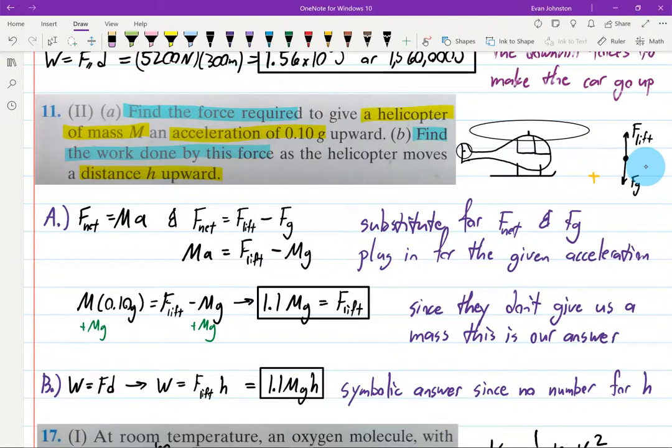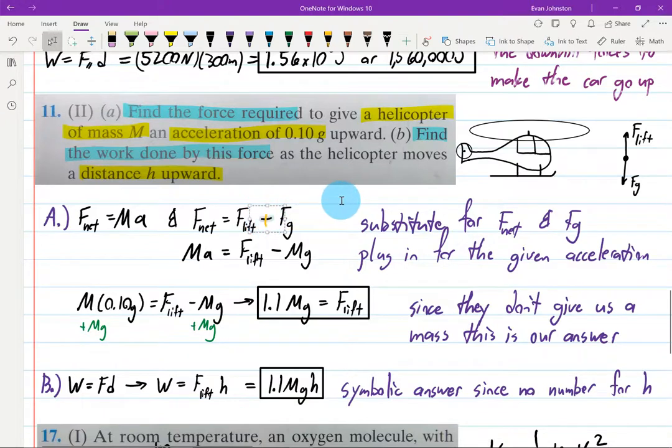If you chose to say that positive is down, well, then you'd have positive gravity and negative lift because you'd be flip-flopping the directions. But most people don't do that unless you're just trying to, I don't know, be extra witty and sharp or show off or something.